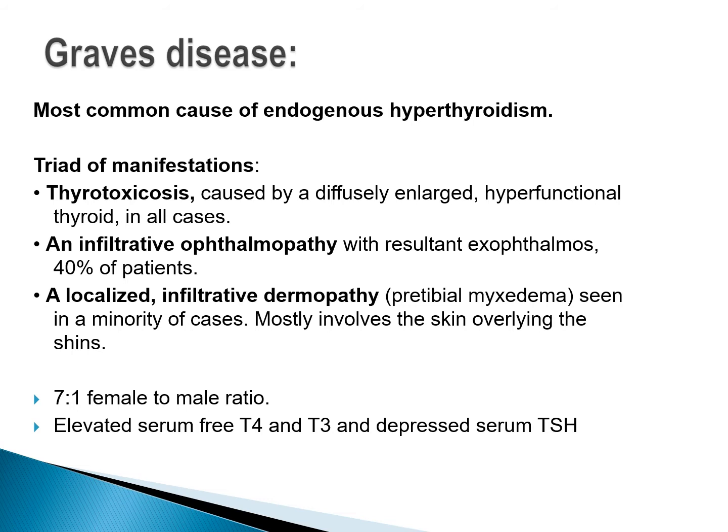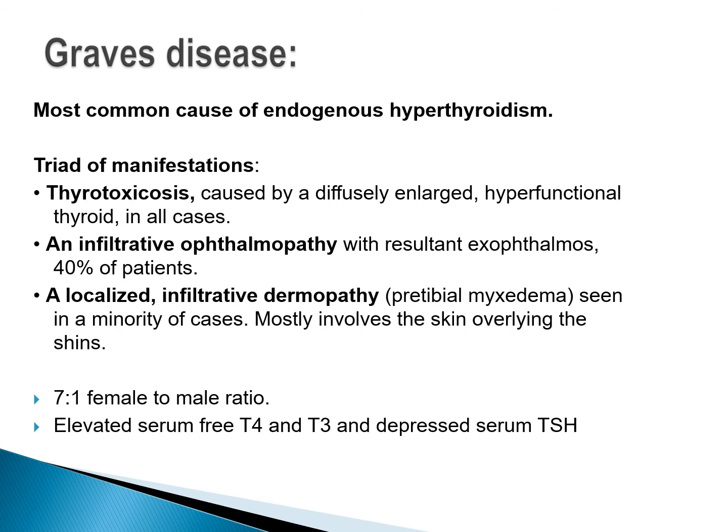Graves' disease is characterized by a triad of manifestations. First, thyrotoxicosis caused by a diffusely enlarged hyperfunctional thyroid gland in all cases. So there is no Graves' disease without thyrotoxicosis or without hyperthyroidism. This is mandatory for the diagnosis. The second part of the triad is infiltrative ophthalmopathy, which will result in proptosis and exophthalmos, bulging of the eyes, and this is present in 40% of patients, not in all patients.